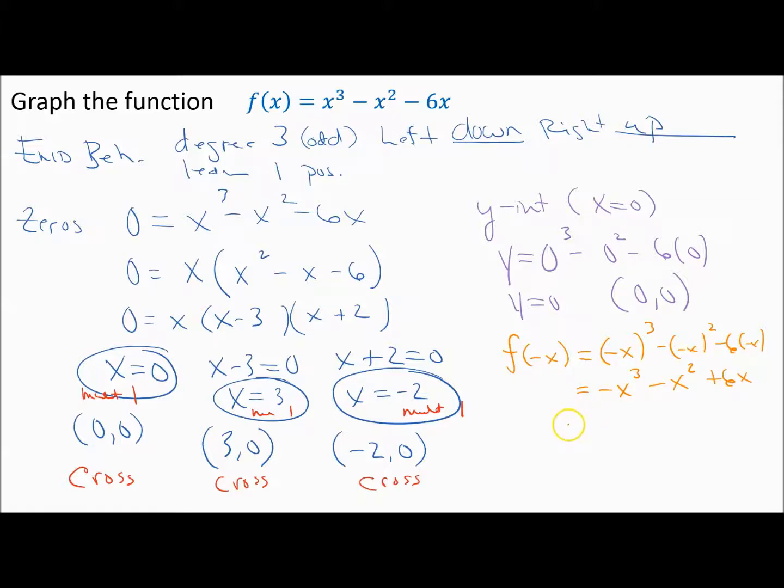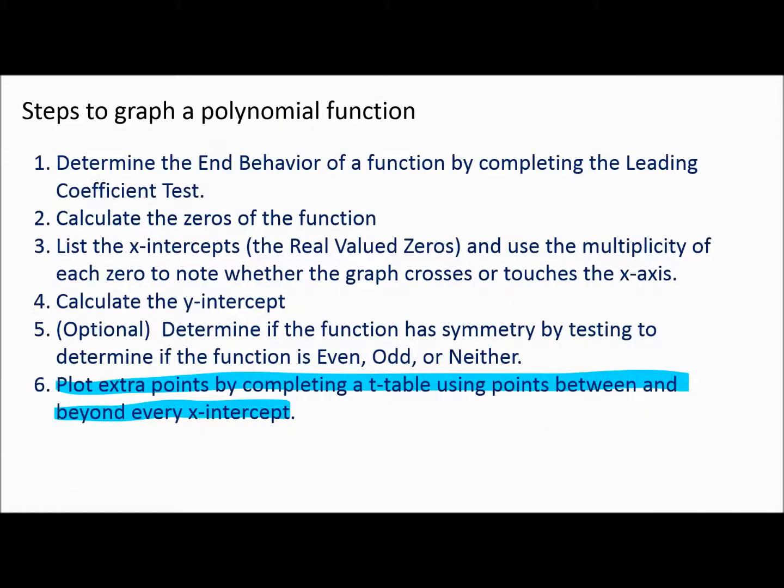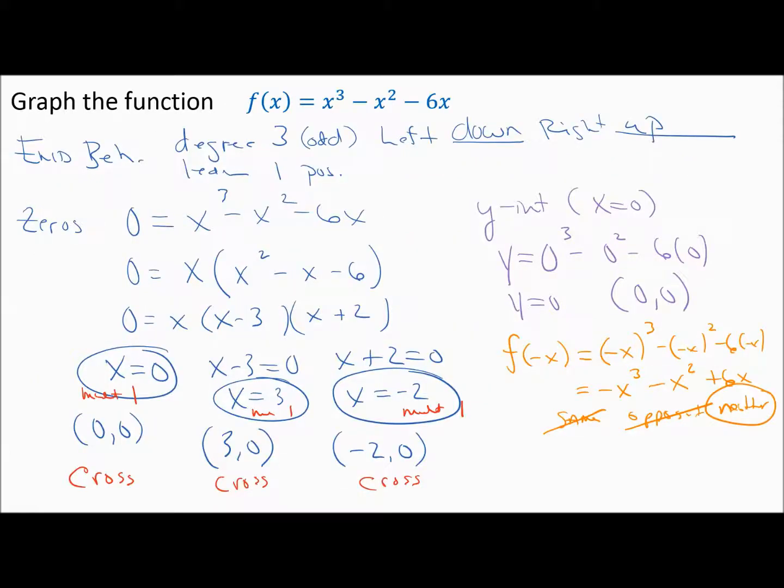If you get the opposite, it's odd. It's not the same, and it's also not opposite. So the same would be even, opposite would be odd, and this is neither. And that's one reason I don't like to calculate symmetry, because often you get neither for your polynomial, and that won't help you graph it. Maybe we'll run into one that does have symmetry, or maybe I won't do it because, again, it's optional. All right, and then the next step is plot extra points. Okay, so let's take all this information to another page. So we have (0, 0), (3, 0), (-2, 0).